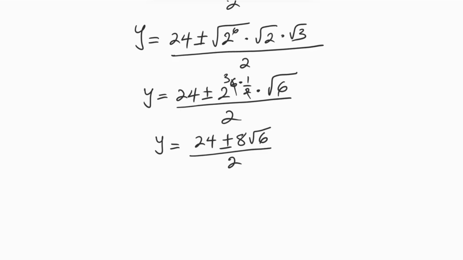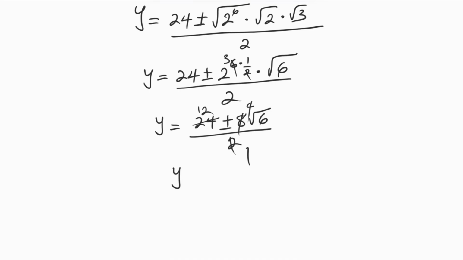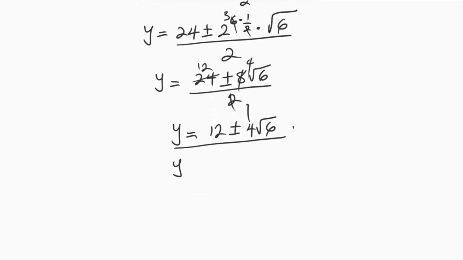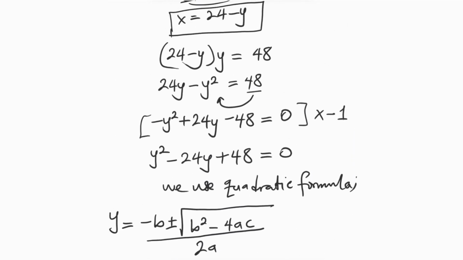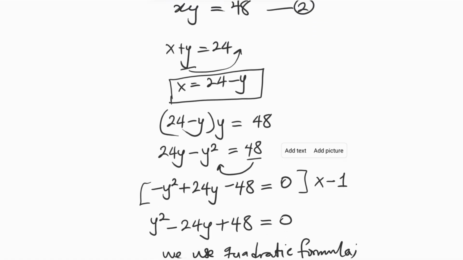What can we factor out? We can factor out 8, but we just want to divide by 2. So 2 divided by 2 is 1, 8 divided by 2 is 4, 24 divided by 2 is 12. So we have y is 12 plus or minus 4 root 6. So now that means y1 is equal to, let's just make sure.